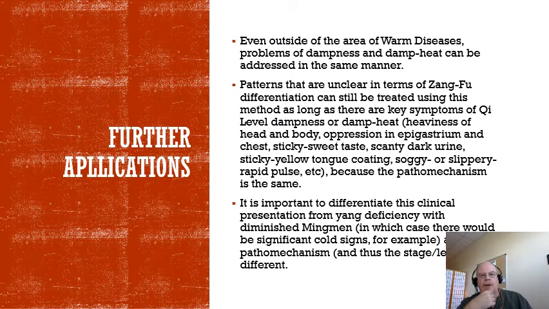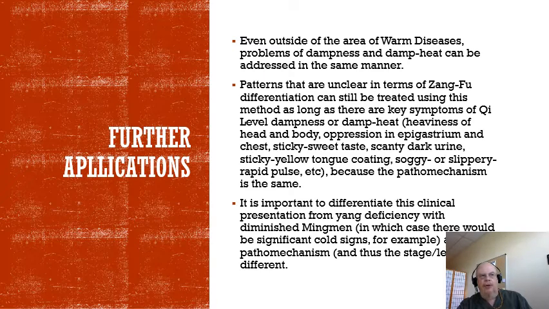Even outside of the area of warm dampness, problems with dampness and damp heat can be addressed in the same manner. So if you have a pattern that maybe you're a little unsure about the zang fu differentiation, as long as the signs and symptoms are the same as you would see in chi level dampness or damp heat: head and body heaviness, oppression in the epigastrium and chest, sticky sweet taste, scanty dark urine, sticky yellow tongue coating, soggy or slippery rapid pulse, you're good to go because the pathomechanism is the same.